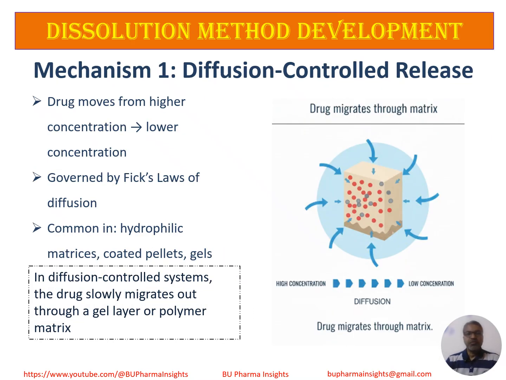Let's briefly talk about diffusion-controlled drug release. No equations needed. In these systems, polymer swelling forms a gel barrier and the drug slowly diffuses through this layer from higher concentration to lower concentration. The release rate depends on polymer viscosity, drug solubility, particle size, and degree of hydration. This process follows the Fickian diffusion principle and is commonly seen in hydrophilic matrix tablets, coated pellets, and gel-based systems. Understanding diffusion helps explain why release is gradual and predictable in these formulations.